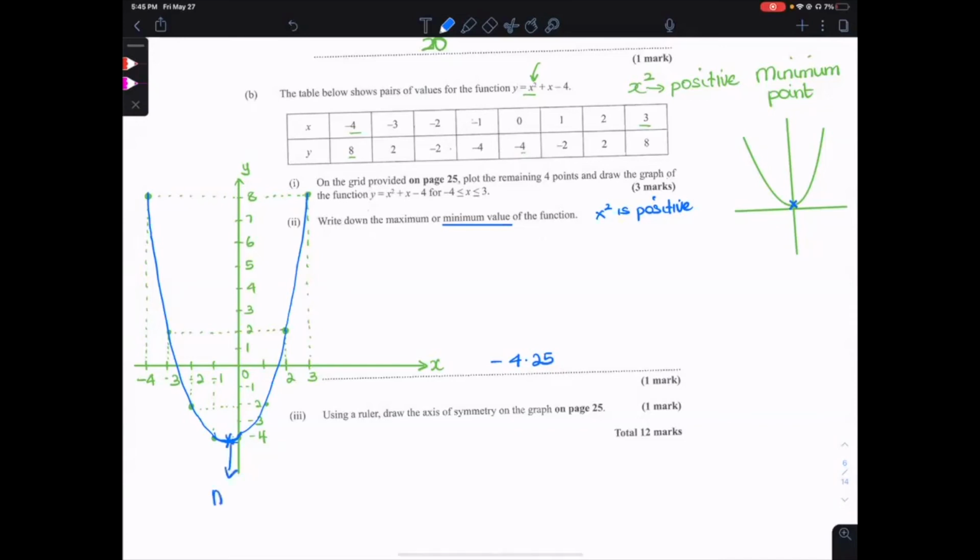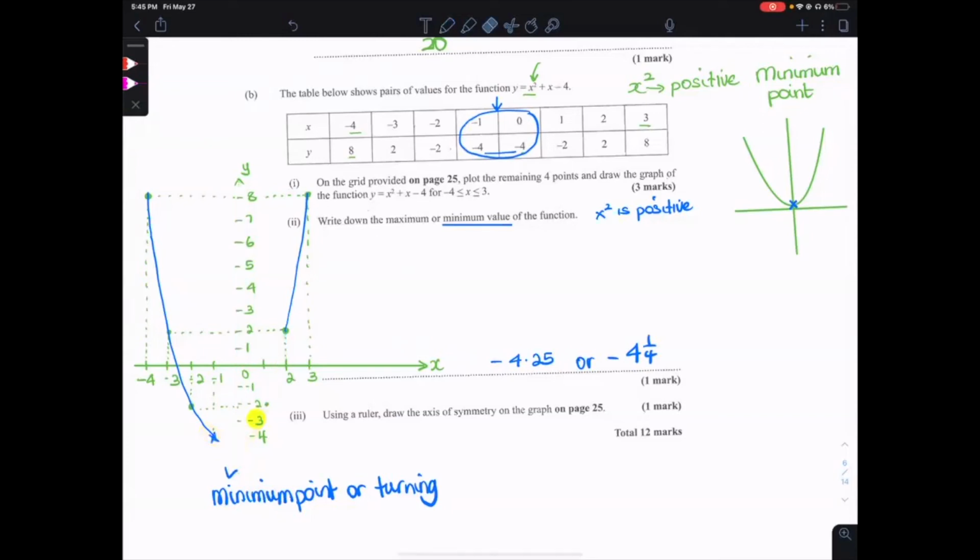So this here is called the minimum point or the turning point. So that is the point where the curve turns and it goes back up. That is the value they are looking for. And I will take it as negative 4.25 or 4, because if you notice, these two values here give me negative 4. So the minimum point lies between these two values. So it is the same value here, it is the same value here.